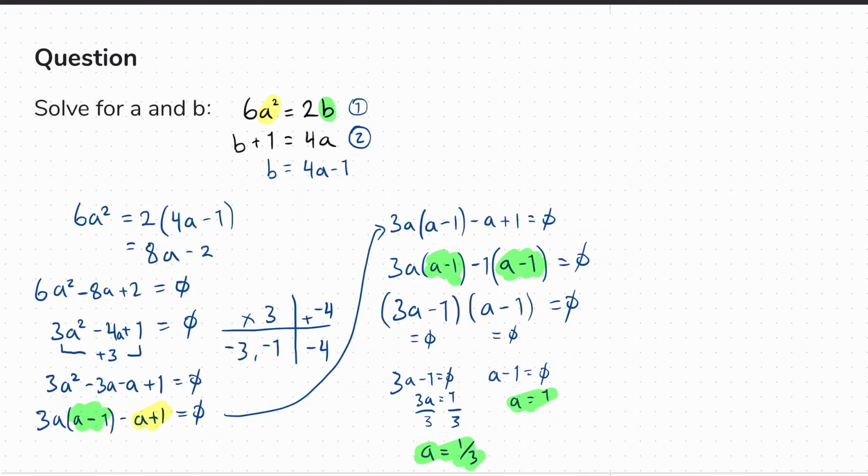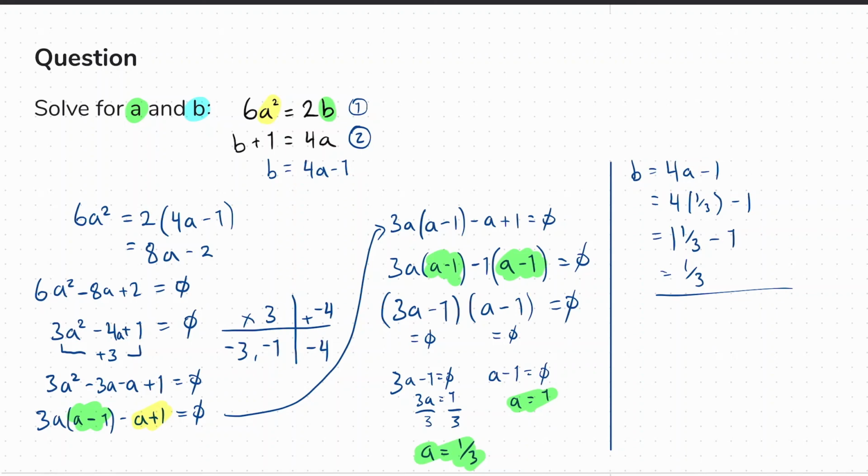Now the last thing we have to do, it's a bit of a longer question here. We've solved for a, now we need to solve for b. So solving for a, well, what is b equal to? b is equal to 4 times a minus 1. So let's substitute in a equal to a third. 4 lots of a third are 4 thirds, or 1 and 1 third, minus 1 is equal to a third.